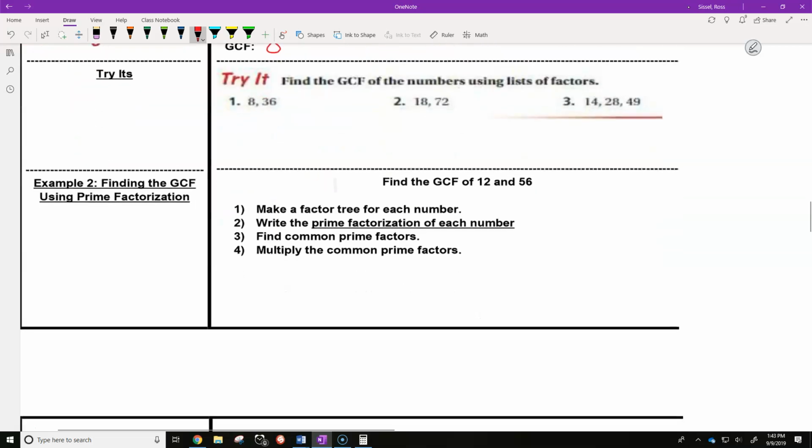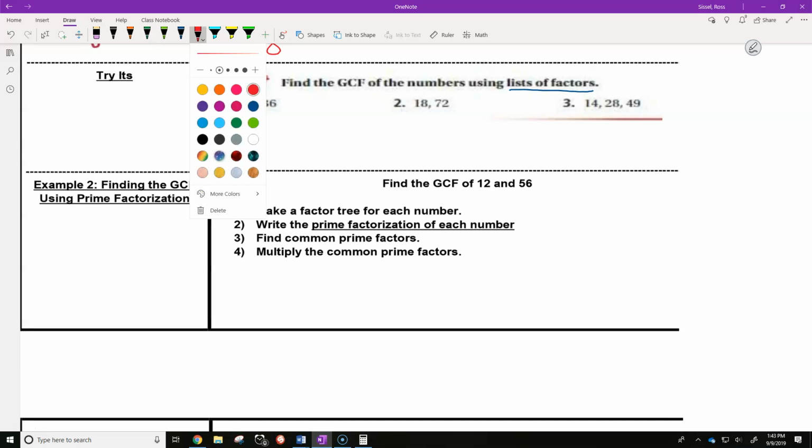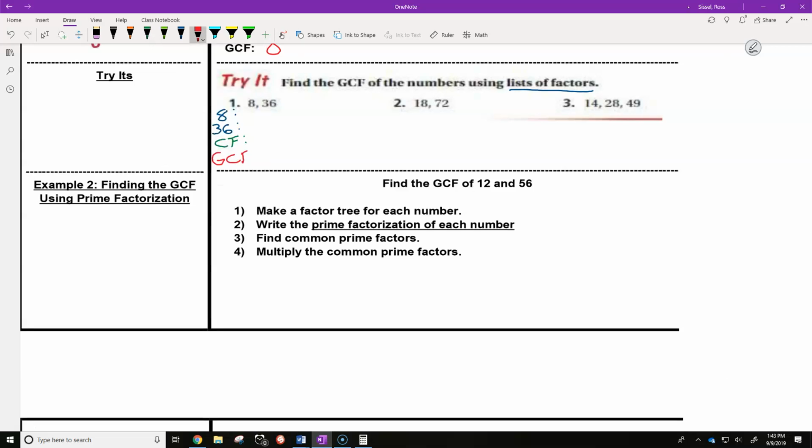Okay, I'm going to have you do this one. So, first thing, find the greatest common factor of the number using list of factors. This is exactly what you can do in your homework today. Just like this. There's your 4 lines. I'm going to pause the video. Please complete this either on your own, or if you're confused, get a little help from a neighbor or from me. I'm going to come around.